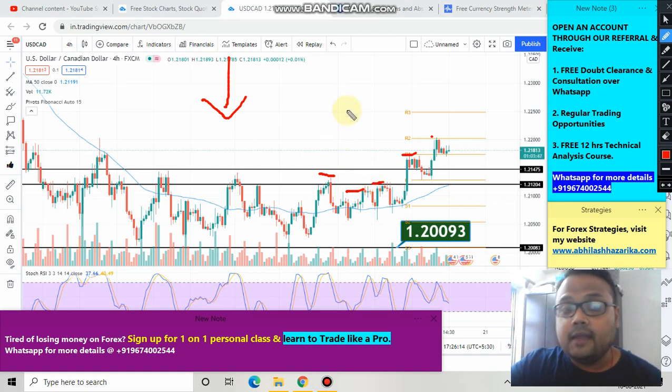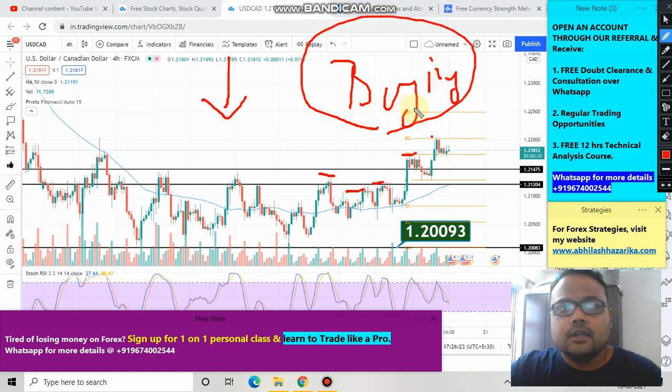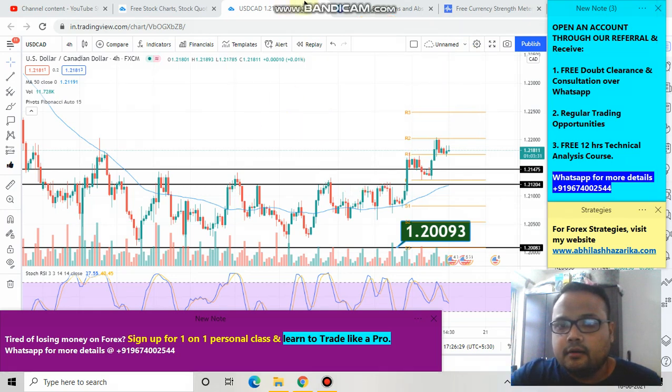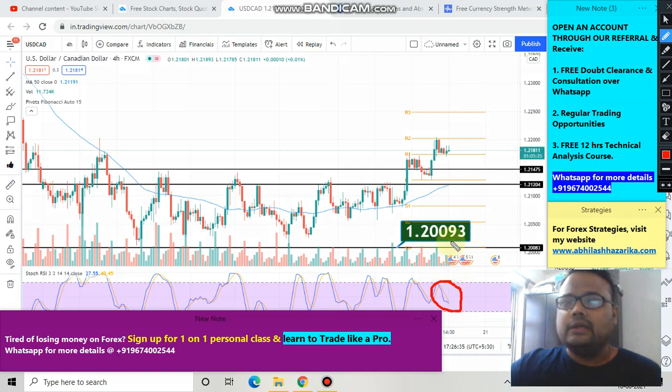Therefore, our main motive, or the main target in this market, should only be looking for buying opportunities. If we look at the 4 hours chart, honestly speaking, there is not much available. Right now we can see that stochastic RSI is also coming down. So in case market comes down and takes support at this level, this particular low that it made, then you may get a good buying opportunity at this level.